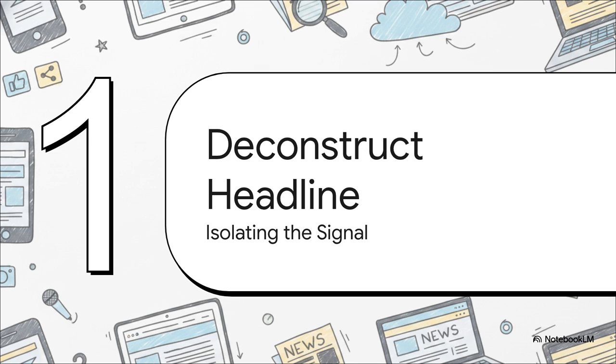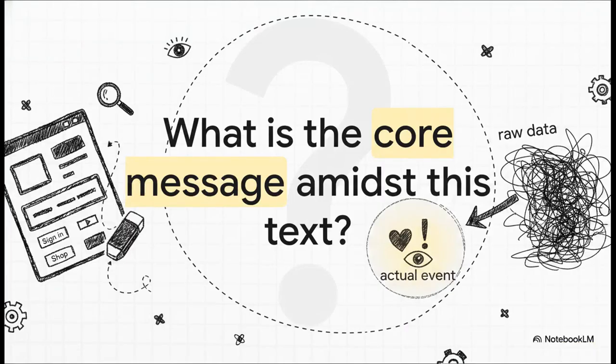Deconstructing the headline, isolating the signal. So we've spent a good amount of time looking at the wrapper, right? But now I want you to mentally clear away all that platform clutter. If we just completely wipe away the sign-in buttons, the shop links, and the special offers, what is the primary takeaway hidden at the very end of all that raw data? What is the actual core event being communicated here?